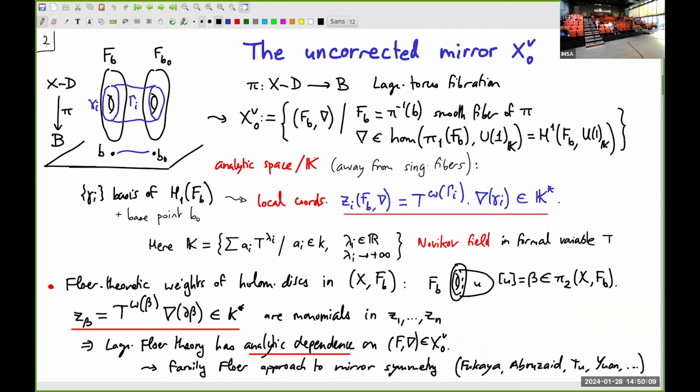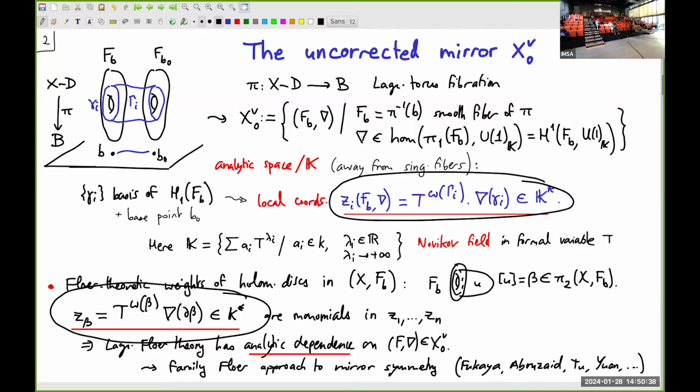Let me just remind you the kind of coordinates we like to put on a mirror space are these kinds of quantities, which are the Novikov variable t raised to the power of the symplectic area of some relative homology class of degree 2, times the holonomy of a local system along the boundary loop on my Lagrangian. And so, for example, the weights in Floer theory of holomorphic disks are monomials in these variables. And this is why Floer theory has a local analytic dependence on the coordinates we use on this mirror space.